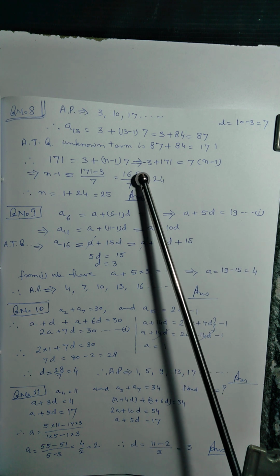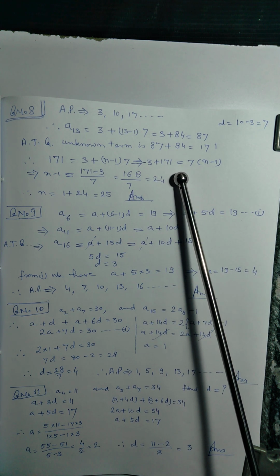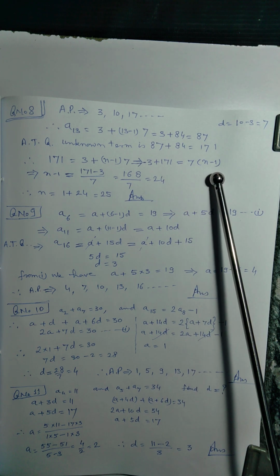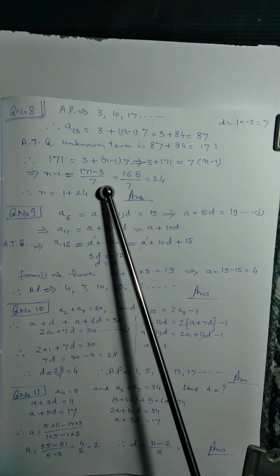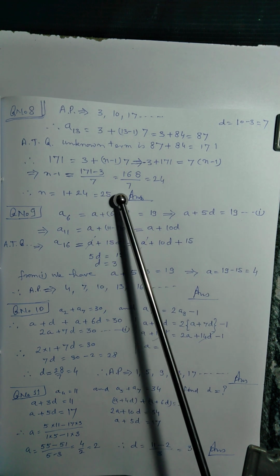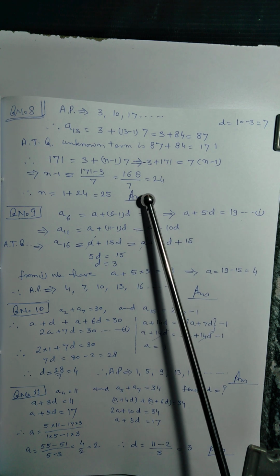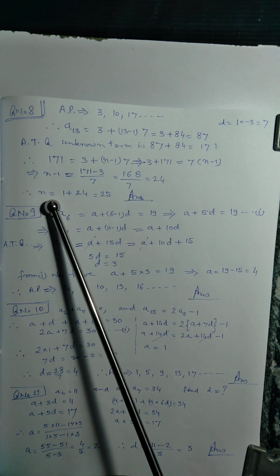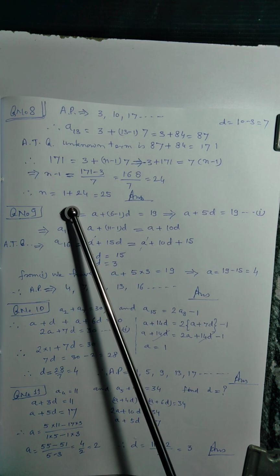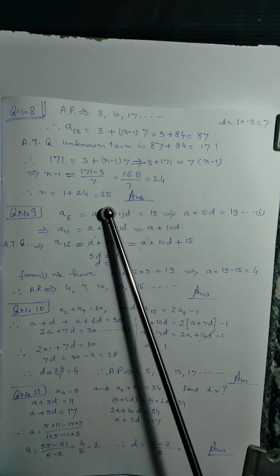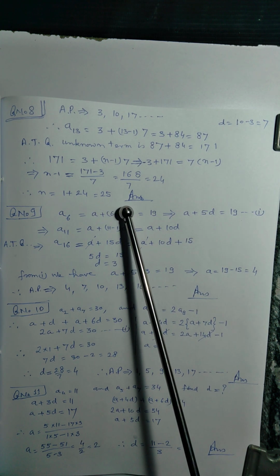If you solve it, minus 3 plus 171 is equal to 7 into (n minus 1). Again n minus 1 will be equal to (171 minus 3) by 7, which is 168 upon 7, and solving it you will get 24. So the number of terms n will be 1 plus 24, which equals 25. And this will be your answer to question number 8.